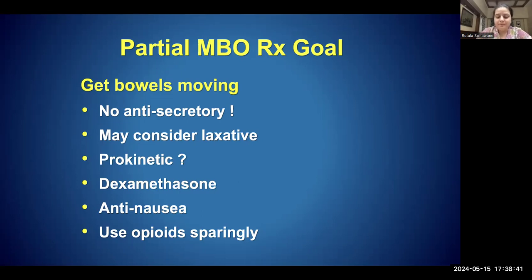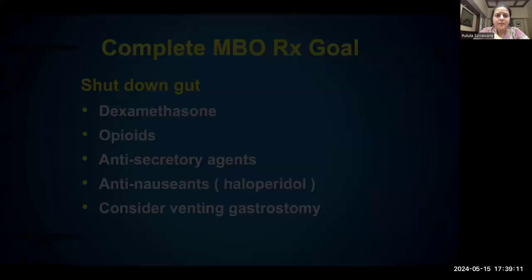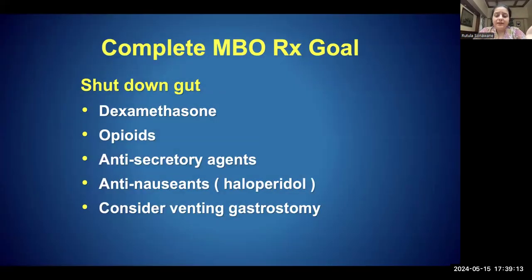Steroids would help again to lessen the edema in the gut lumen itself. Plus, if there is a tumor which is causing pressure, it helps take away some of that pressure as well. Anti-nausea measures or antiemetics would help a long way, and reducing the opioids or switching over to some other analgesics for the time being till the MBO has opened up.